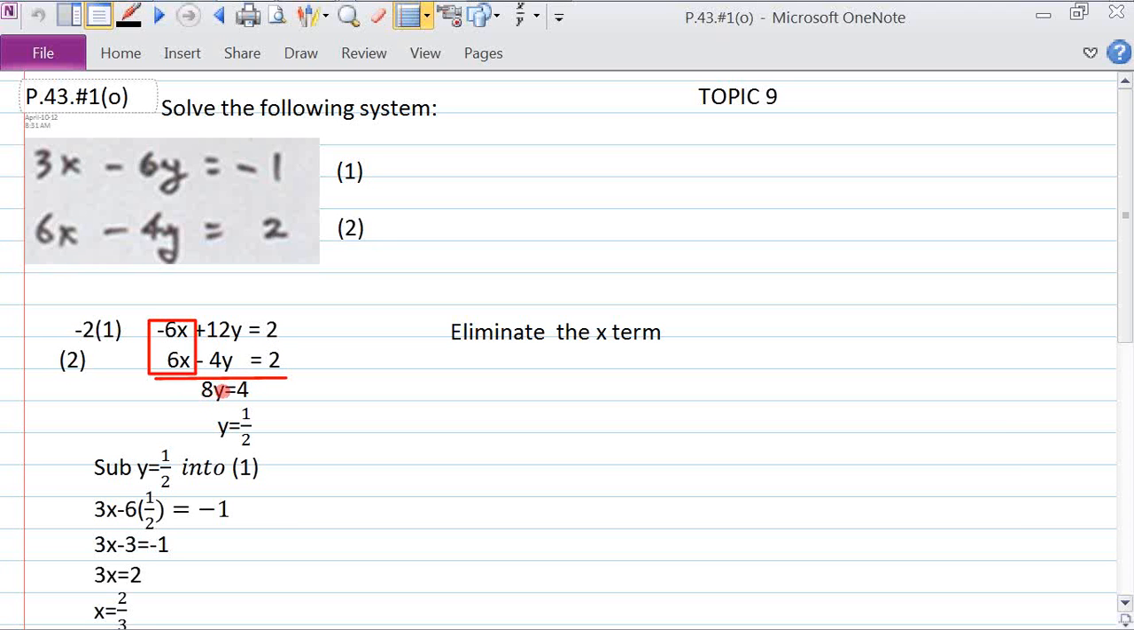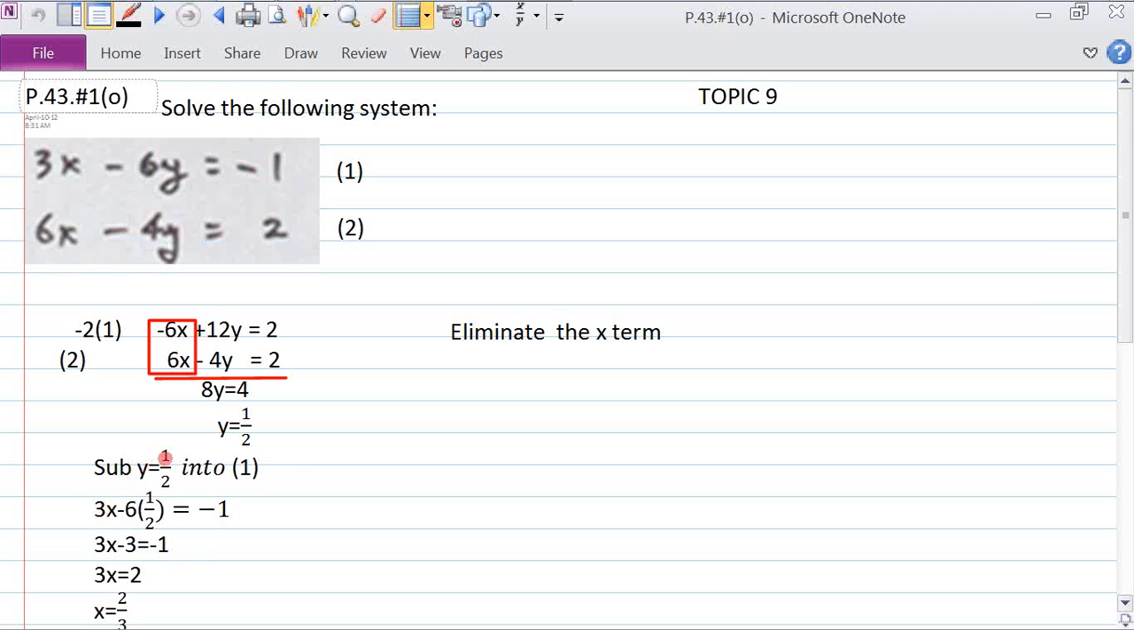If I divide this by 8, I get y. If I divide 4 by 8, I get 4/8, which reduces to a half. Now what I do is I substitute y equals a half into this equation. So I'm going to solve for x, and because I know y, I've solved what y is. So I now have 3x minus 6 times a half equals minus 1.